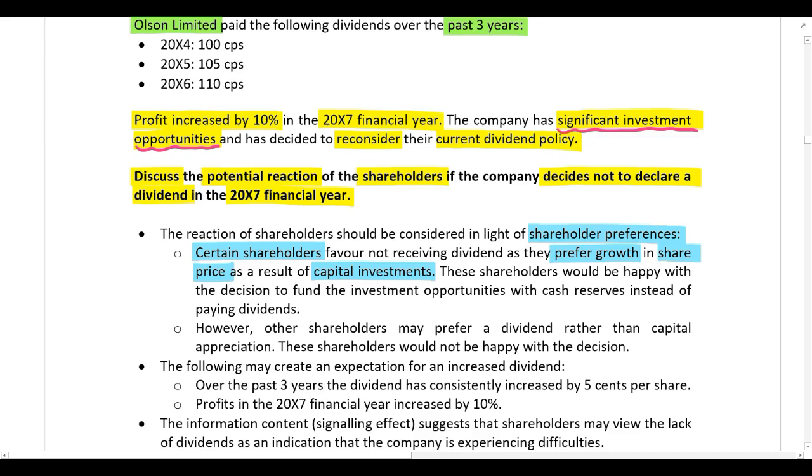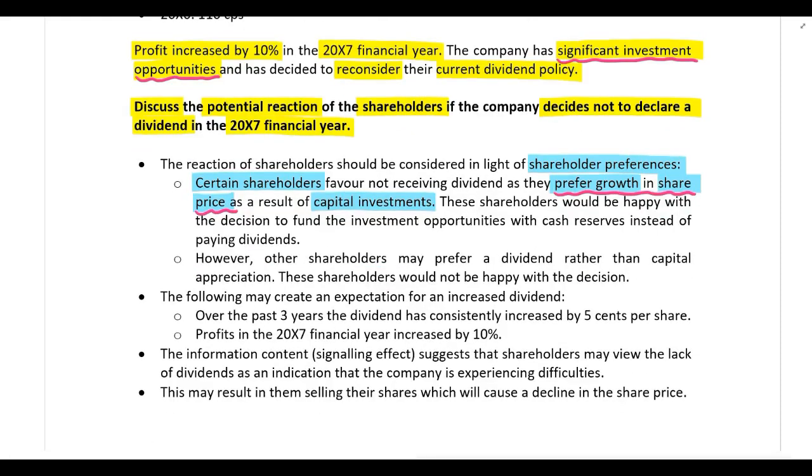So some shareholders will be happy with this decision, and those shareholders will be the ones that prefer growth in their share price. You can see these shareholders would be happy with the decision to fund investment opportunities with cash reserves instead of paying dividends. On the other hand, other shareholders may prefer a dividend rather than capital appreciation, and these shareholders would not be happy with the decision. All right, so first discuss shareholder preference.